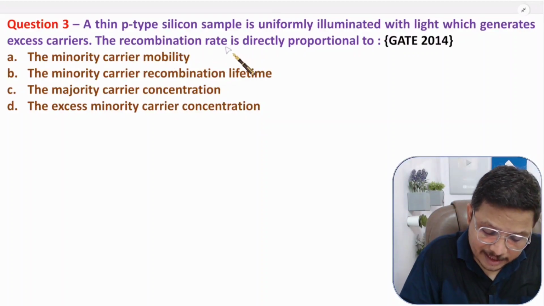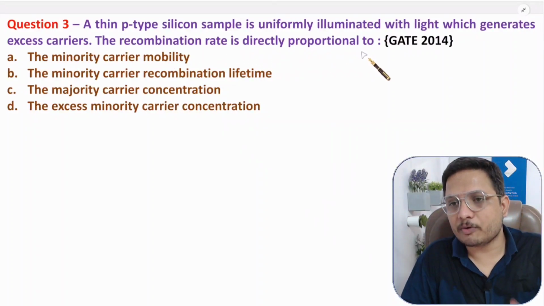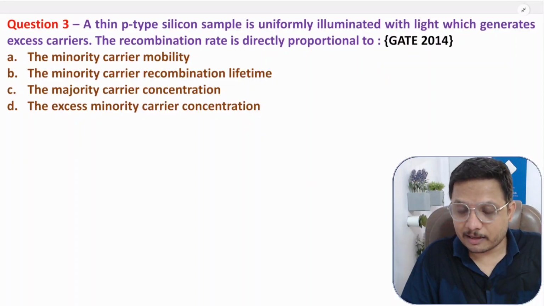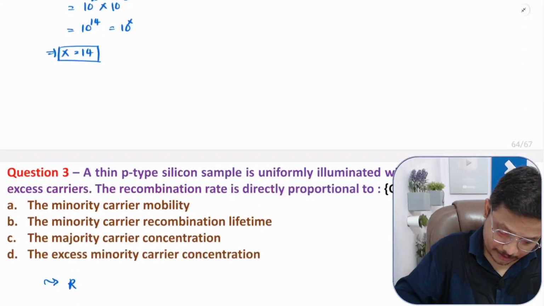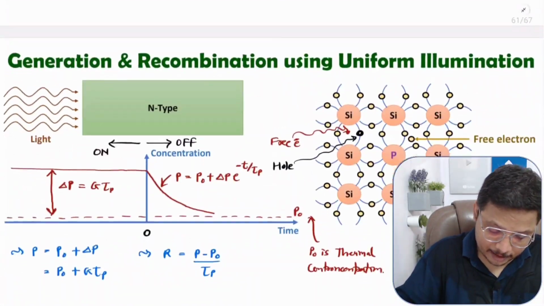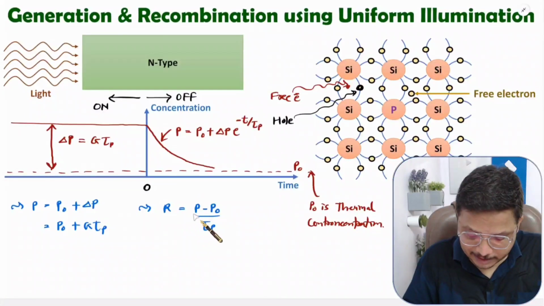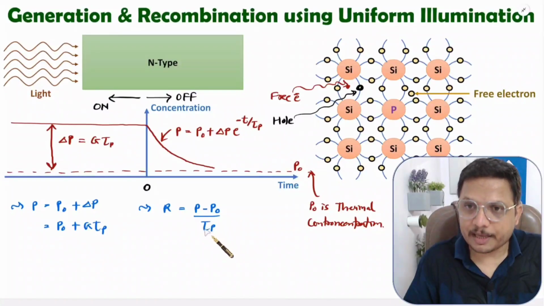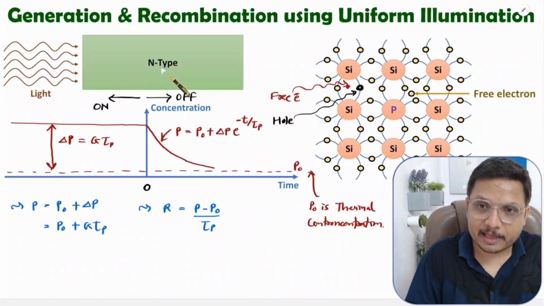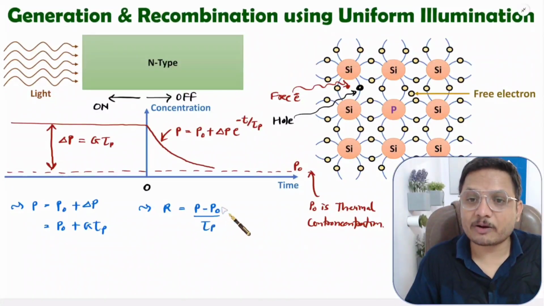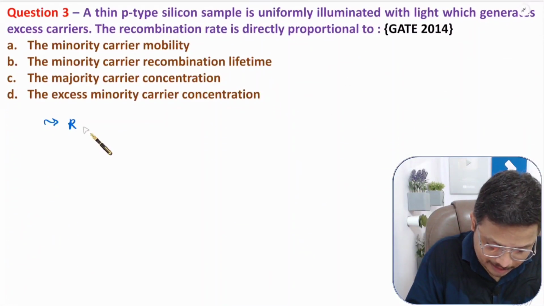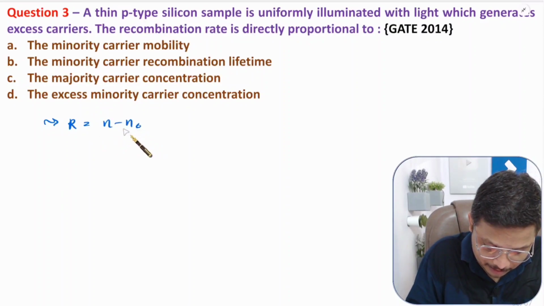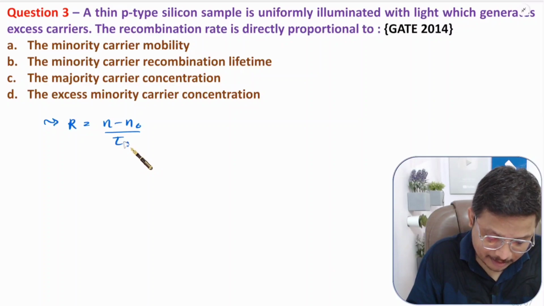The recombination rate is directly proportional to... So here the question is, what is the recombination rate? I have explained that. For n-type, the recombination rate is P minus P naught by tau p. In case of p-type material, it will be n minus n naught by tau n. So that is the basic formula for it.